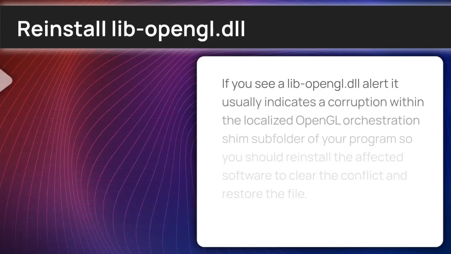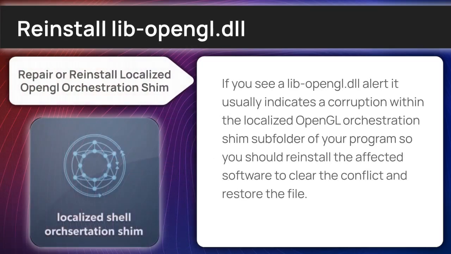If you see a Lib-opengl module DLL alert, it usually indicates a corruption within the localized OpenGL orchestration shim subfolder of your program, so you should reinstall the affected software to clear the conflict and restore the file.